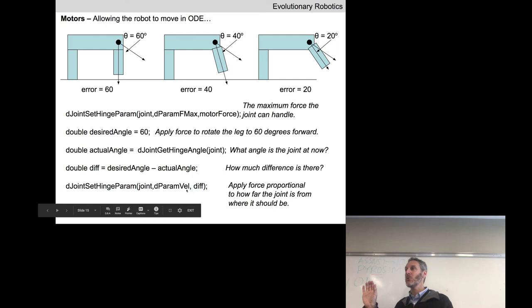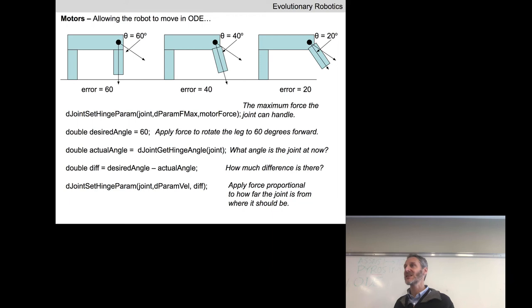We're telling ODE that we want a desired velocity of 60. Rotate at a velocity of 60 to try and get there. And then ODE takes that velocity and turns it into a force. Okay? Easier for us to just think about going directly from difference to force.